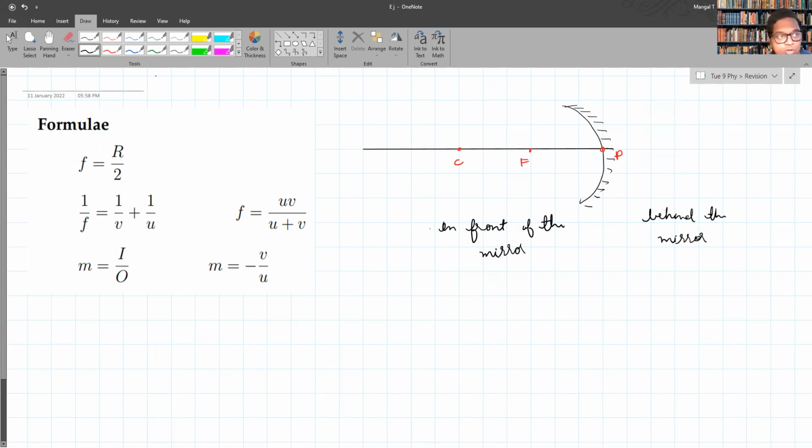Okay. Now there are two observations. First, light will always be coming from left to right, because the object that is placed is over here. So this will be the direction of light. It is mentioned that anything that you are measuring in the direction of the light is considered to be positive. The light is moving from left to right. The second important point is all measurements are done from the pole. So every measurement is done from the pole.